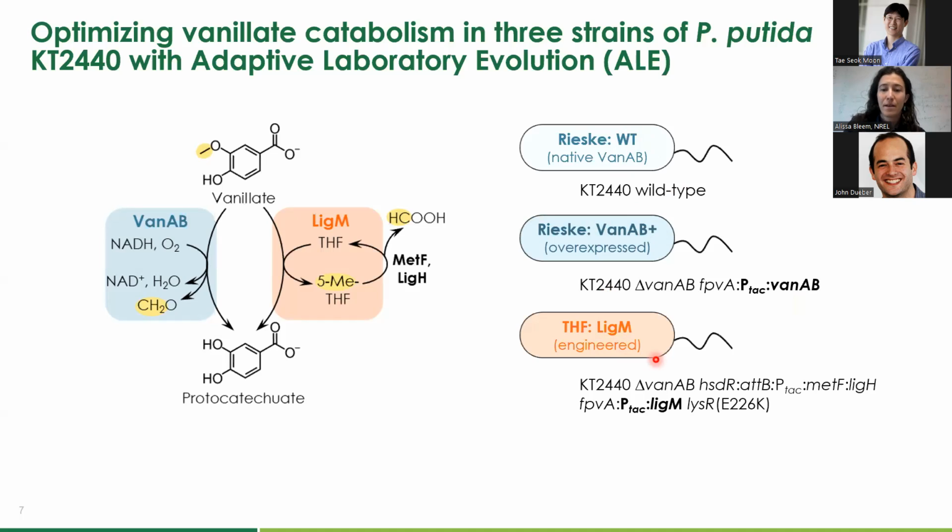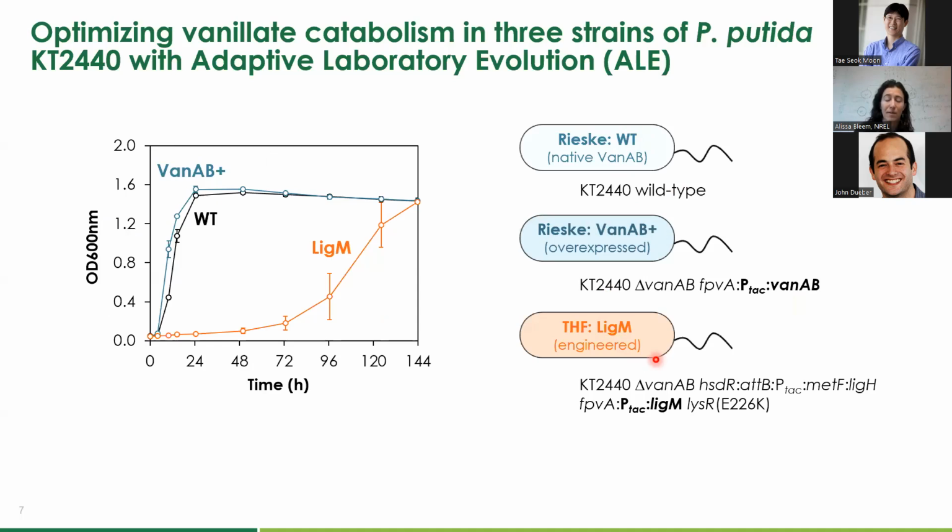So I'm going to refer to these three strains as wild type or WT, VAN-AB plus, and Lig-M. You can see here, this is the growth profile of these three strains on 20 millimolar vanillate. Overexpressing VAN-AB gets a little bit higher growth rate than the wild type, as you might expect. And this Lig-M strain really struggles to grow, but it does eventually get there.